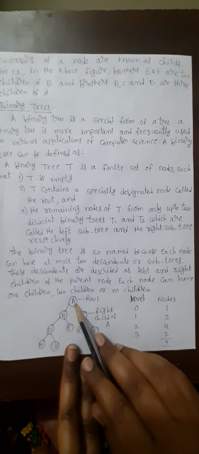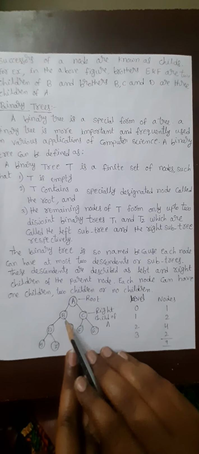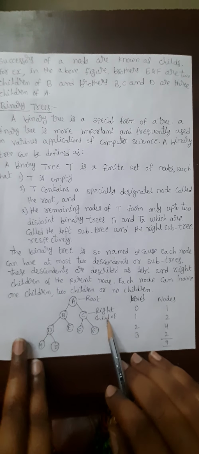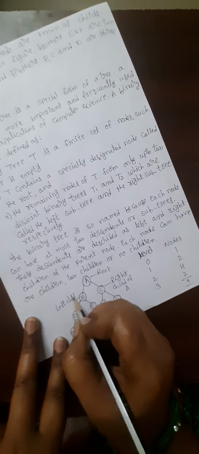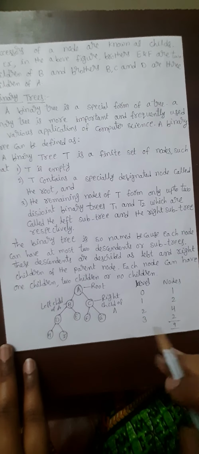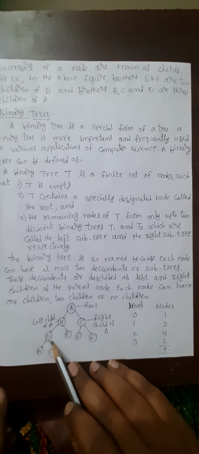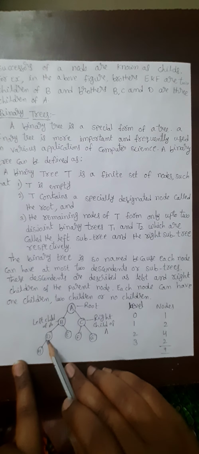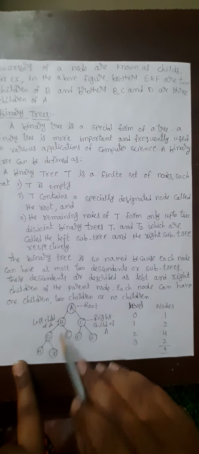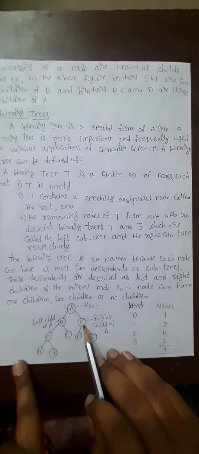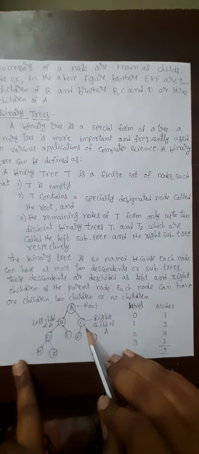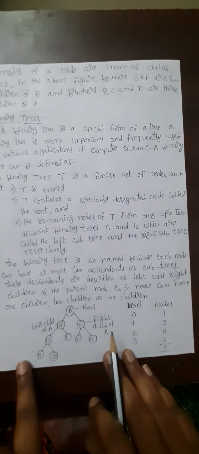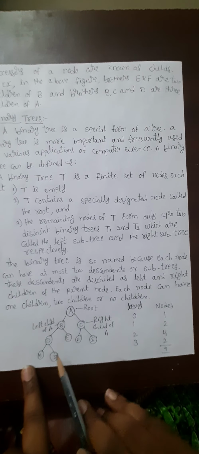See this diagram here, this is the root node, already we have seen this. B is called the left child of A, and C is called the right child of A. If we take D under B, this is the left child of B, and E is the right child of B. And if we take C, F is the left child of C, and G is the right child of C. Like that we are going to represent. And this is the 0th level, first level, second level, and third level.